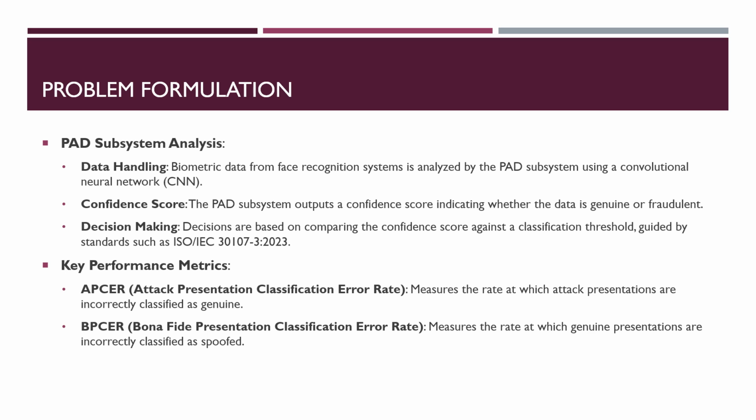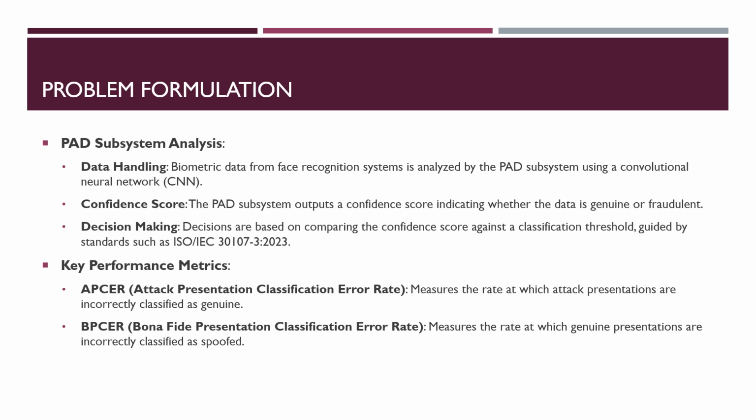To describe how the presentation attack detection subsystem works, we could break the whole process into three simplified steps. First is data handling, where the biometric data from the face recognition system is analyzed by the PAD subsystem using a convolutional neural network. Then the PAD subsystem outputs a confidence score indicating whether the data is genuine or fraudulent. And lastly, the decisions are based on comparing the confidence score against a classification threshold guided by standards such as ISO or IEC.